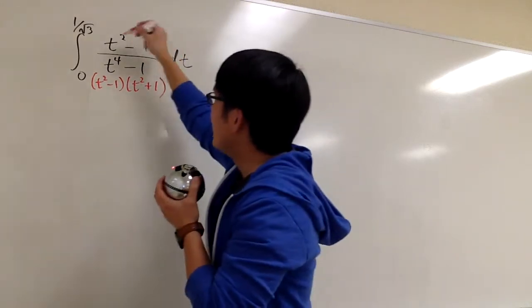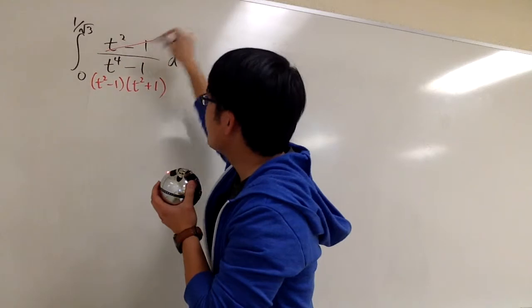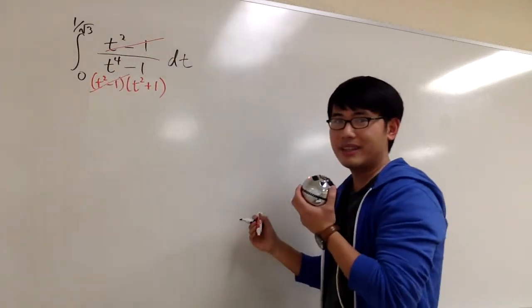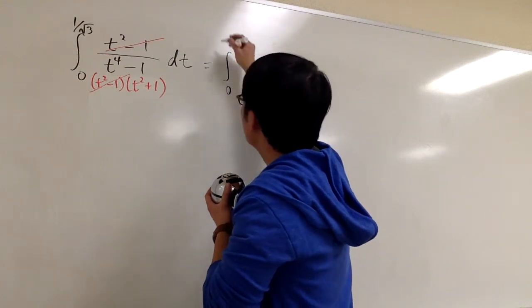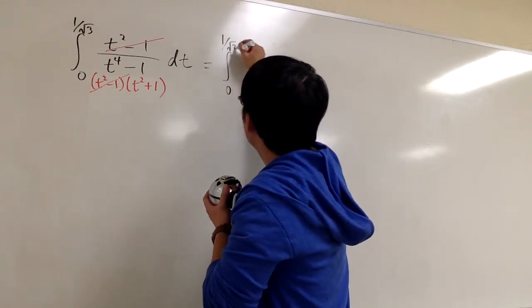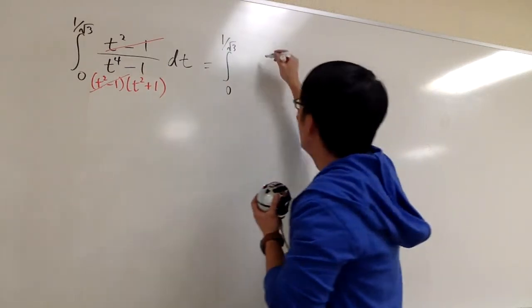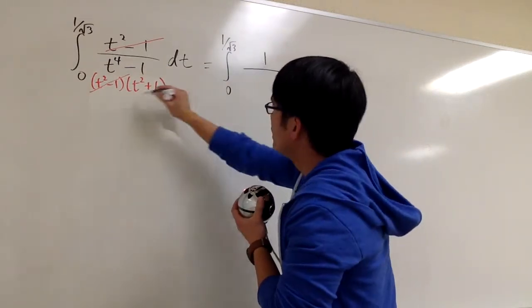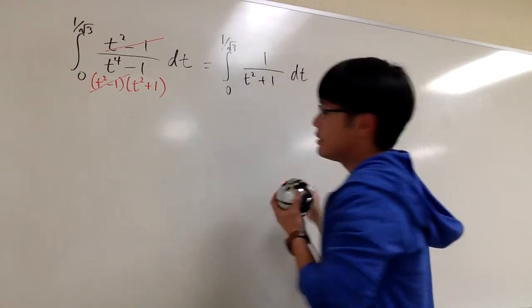And guess what? On the numerator, luckily we also have t squared minus 1, so we can cancel them out, okay? So we can look at this integral as the integral from 0 to 1 over square root of 3. On the top, I have 1 left. So we have 1 over t squared plus 1 dt.